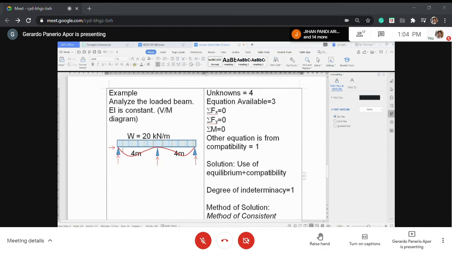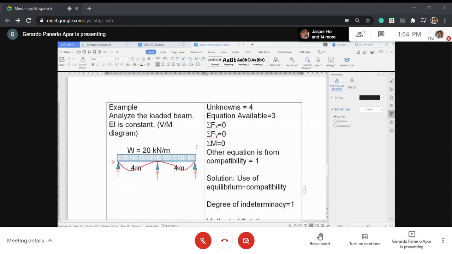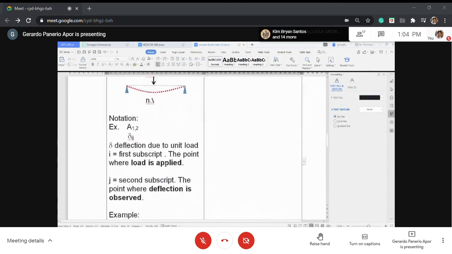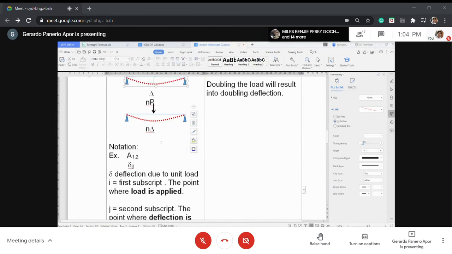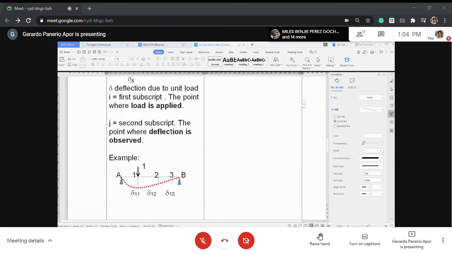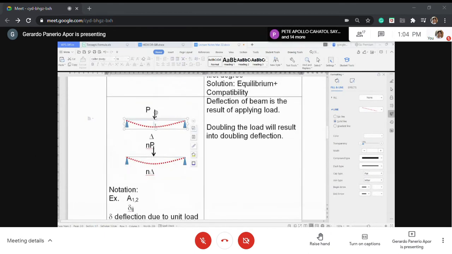So, if I am going to remove the reaction, isa lang, either the plate or tunga. Ang pinakamayo ang tunga. It's convenient to do that. So, what will happen if I am going to remove the center support?